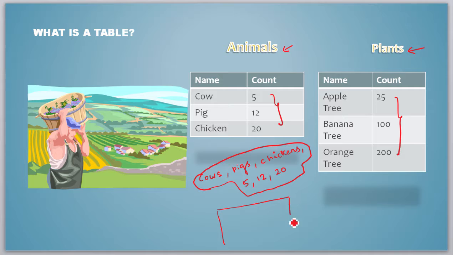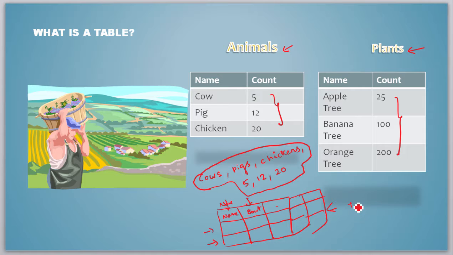Just draw a table, like a spreadsheet. Put vertical lines and horizontal lines, and then give a name to those vertical lines, like name, count, and other things. Then you insert data for each and every item. So this structure is called a table.